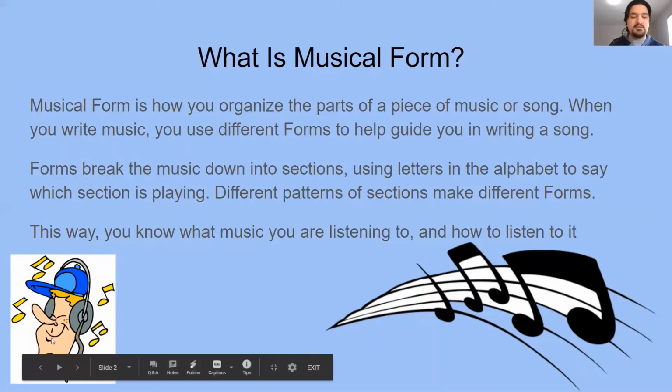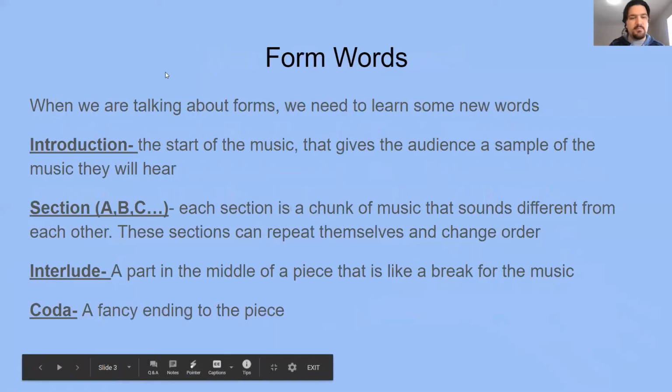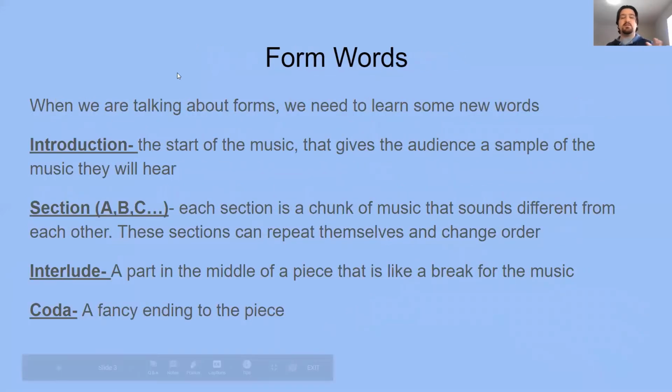So here's some words that you need to know. When we're talking about forms, we got to know these words. The first one is called introduction. Can you all say introduction?